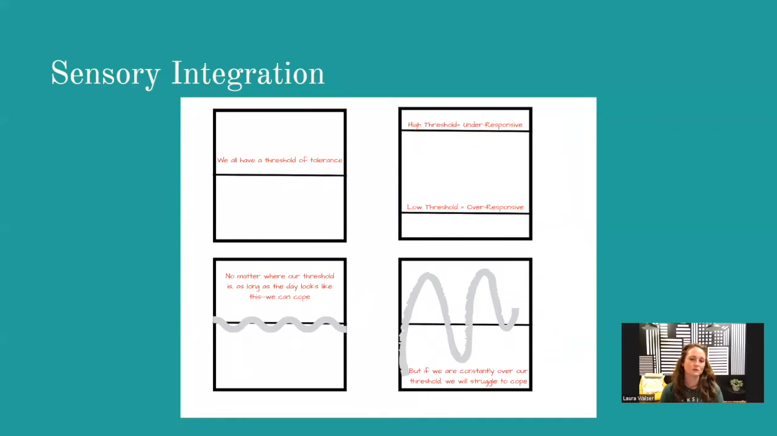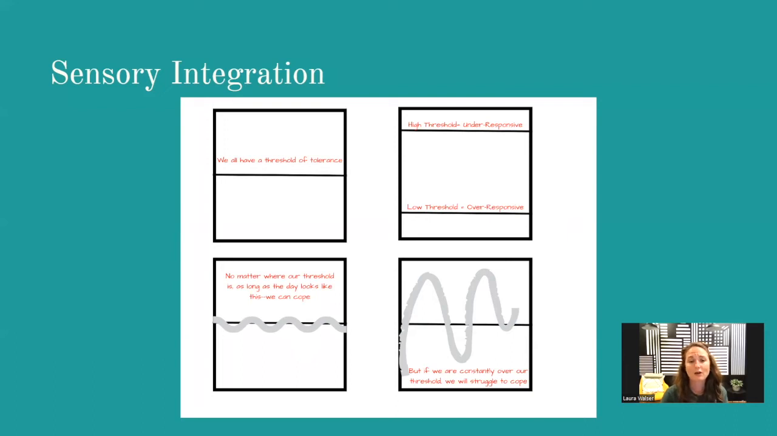All right. So in our last slide, we talked about our waves and our roller coasters. Now, in addition to that, we all have kind of a threshold of tolerance, right? And some of us have a very high threshold. Those are our profiles that are under responsive. And then, of course, we have our low thresholds, which are more over responsive, meaning it doesn't take much of the environment to get them to respond, as opposed to the higher threshold, where it takes a lot in the environment to get a response, right? And like I said, there isn't a right one or a wrong one. It just is what it is.